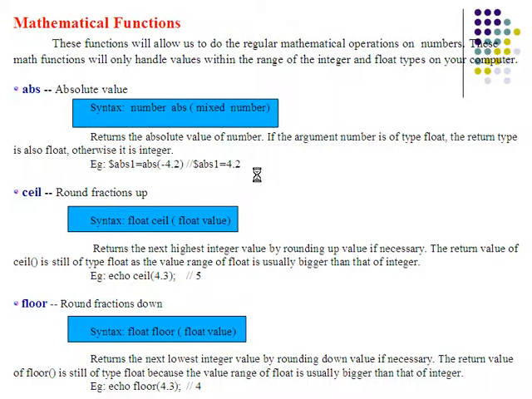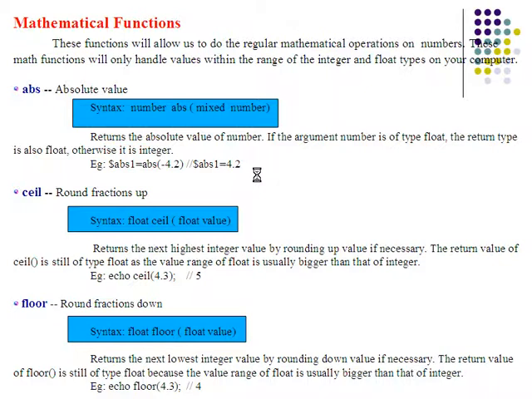But these math functions will only handle values within the range of integer and float type. If you want to perform operations on numbers which exceed this range, then you may have to go for the special arbitrary precision functions, which can perform operations on those numbers which exceed the range of integer and float. So let's see some of the functions which are available in PHP to perform the mathematical operations.